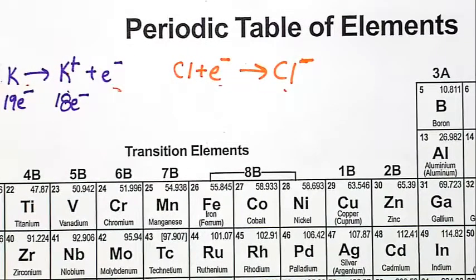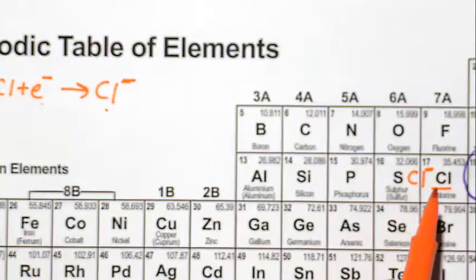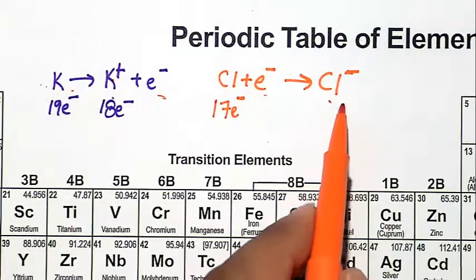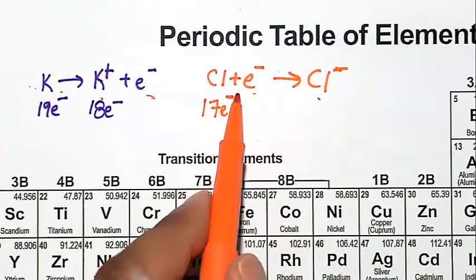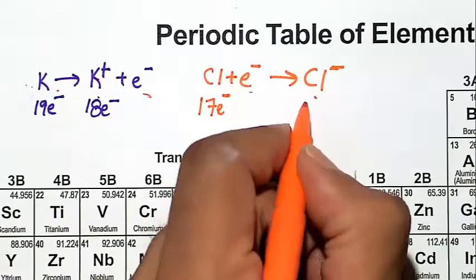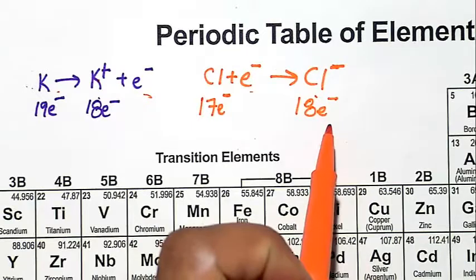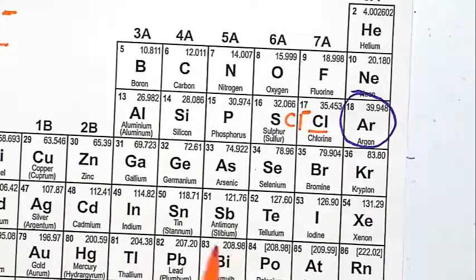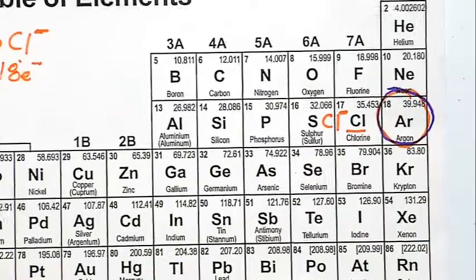Now, how many electrons does chlorine have? We're going to go into this later, but chlorine actually has 17 electrons. How many electrons does Cl-, the chloride ion, have after it has gained 1 electron? This new species has 18 electrons. What other element in the periodic table has 18 electrons? It's the noble gas argon with 18 electrons.